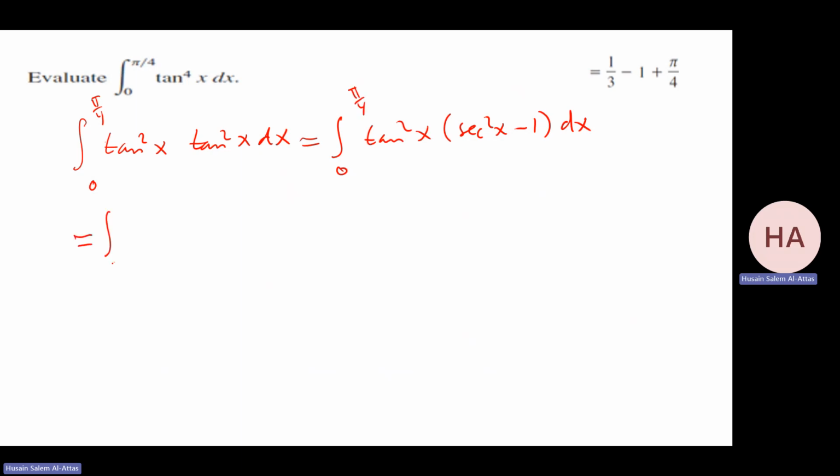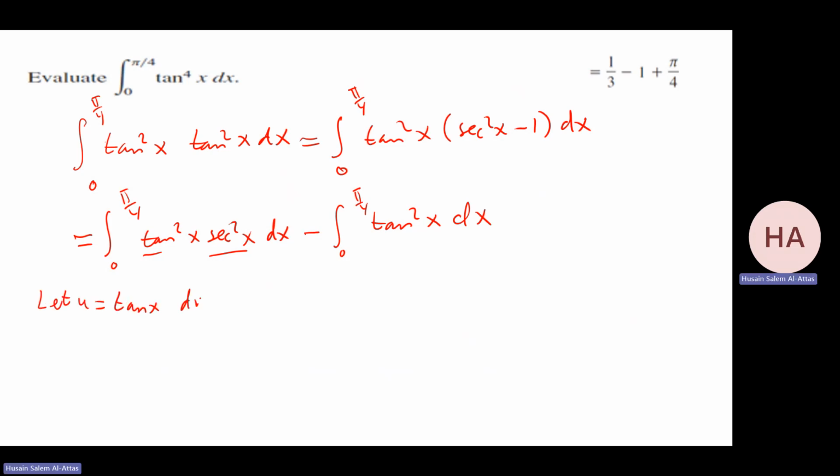And this I can split in two parts. The integral from 0 to pi over 4 of tan square x secant square x, which is now u du. This is u, this is du. U is the tan, without the square. Minus the integral of tan square, which is ready now. Tan square I can write as secant square minus 1, then I can do the calculation. Okay, in this case, I will let u equal tan x. du will be secant square dx. So it will be u squared, that will be tan cubed.